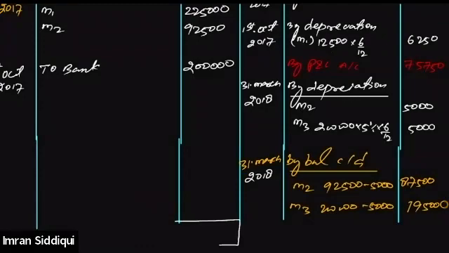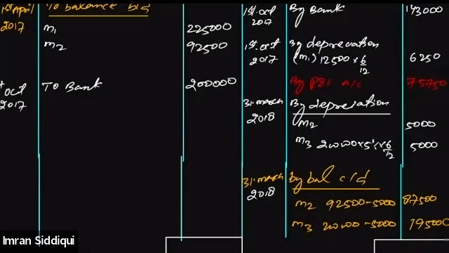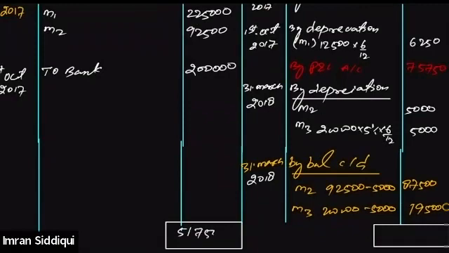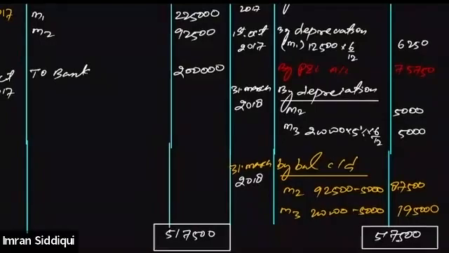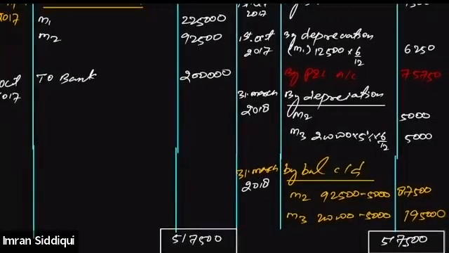And now you can close this account. So totaling this, we will get 2,25,000 plus 92,500 plus 2 lakh, which is 5,17,500. Tell me if it is clear, everybody. Tell me if it is clear, yes or no. Yes, sir.